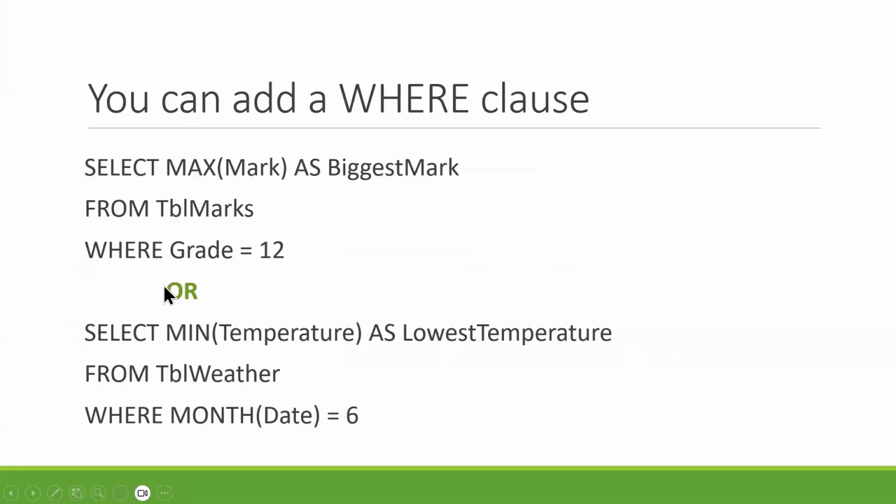So you can add a where clause. For example, select max mark as biggest mark from table marks where grade equals 12. Or select min brackets temperature as lowest temperature from table weather where month brackets date equals 6. So you only look at the minimum temperature for the month of June in that one.